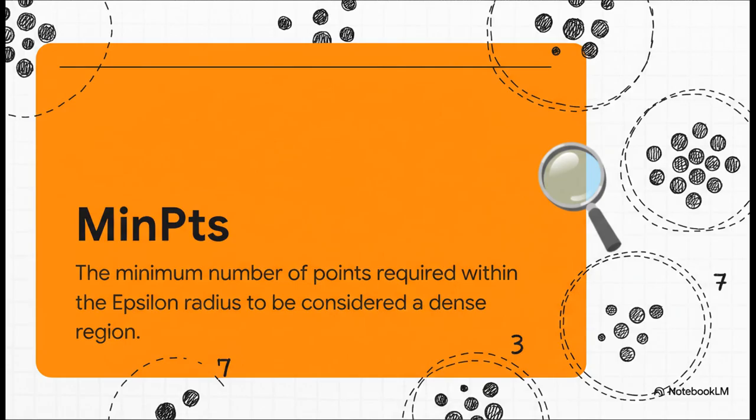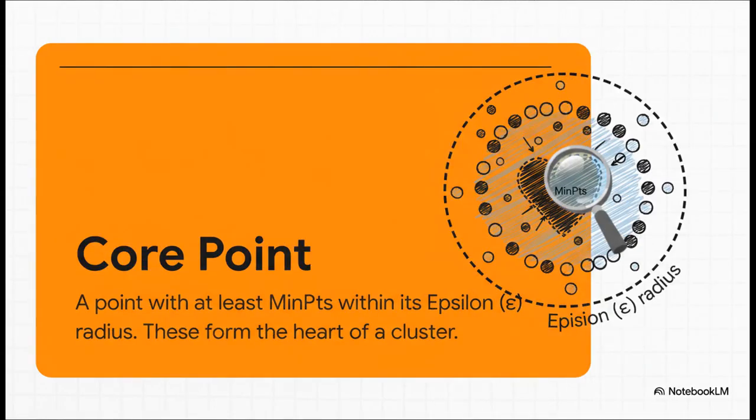The second key ingredient is minPts. This is basically our rule for what counts as a crowd. If a point's epsilon bubble, that personal space bubble we just talked about, has at least this minimum number of other points inside it, then we say, okay, this is a dense area. Now, with those 2 parameters set, we can finally start labeling our points. And the most important one is the core point. A point gets to be a core point if its epsilon neighborhood is crowded enough, meaning it has at least minPts inside. These are the points deep inside a dense region. They're the absolute heart of a cluster.